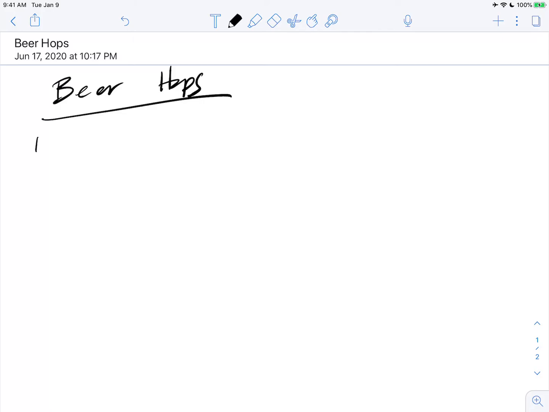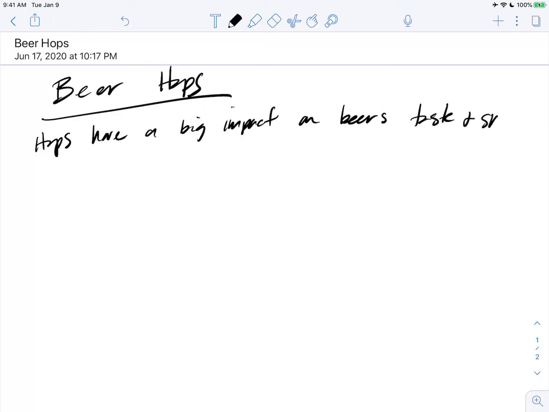So first we can say that hops have a big impact on beer's taste and smell, or aroma. And if you look at a hop, it has two main components.